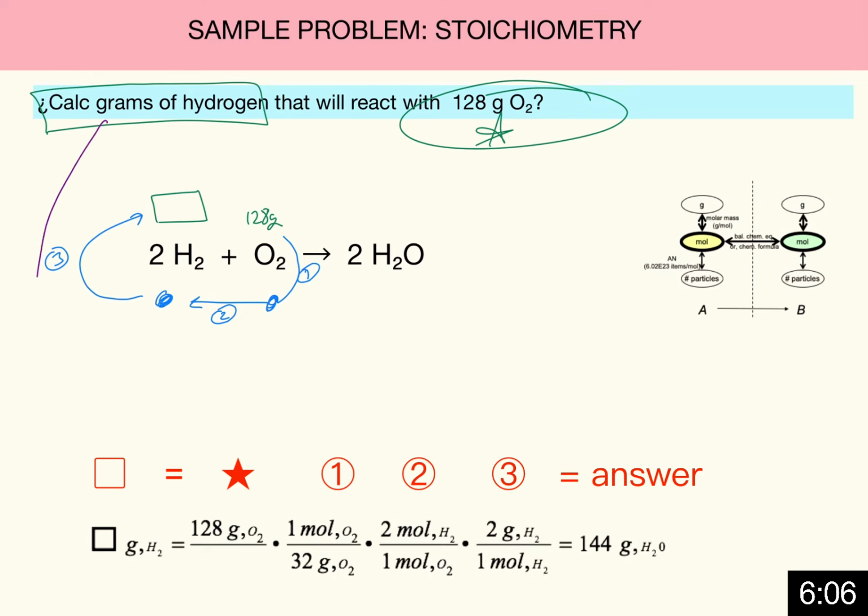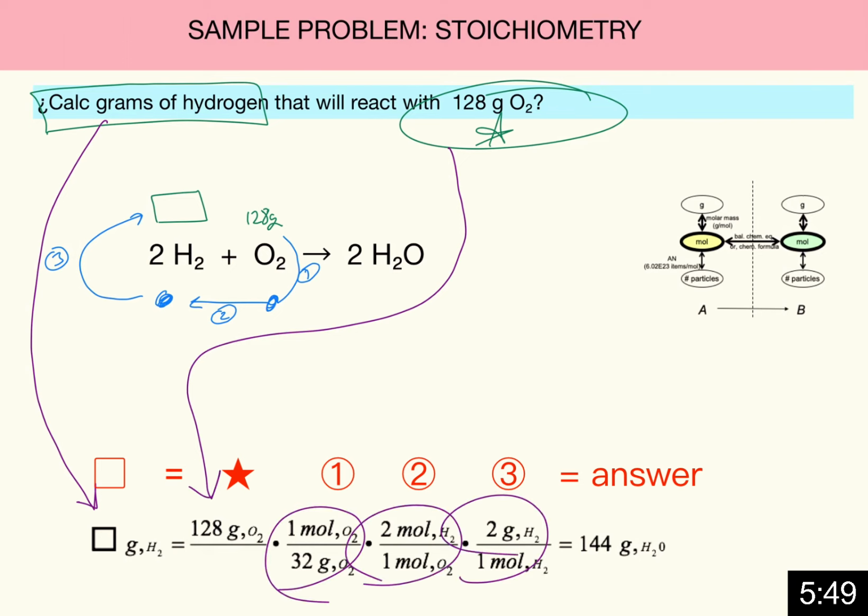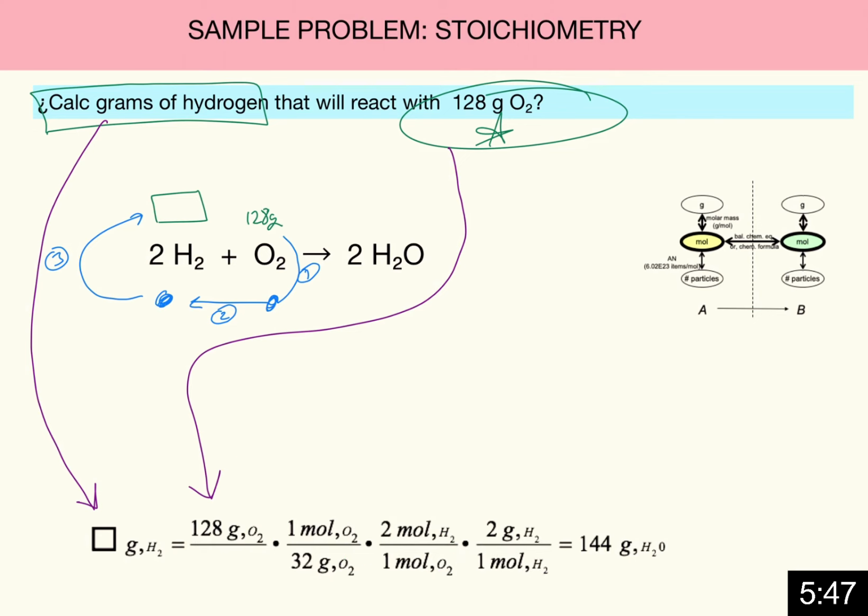What's it looking for? Box. Notice this equation says how many grams of H2. That's what I'm looking for. I'm putting that in math speak. And what am I starting with? Where's my star? 128 grams of O2. And boom, I just know I'm going to have 3 different conversion factors. And what are they? Well, I'm going to get them out.